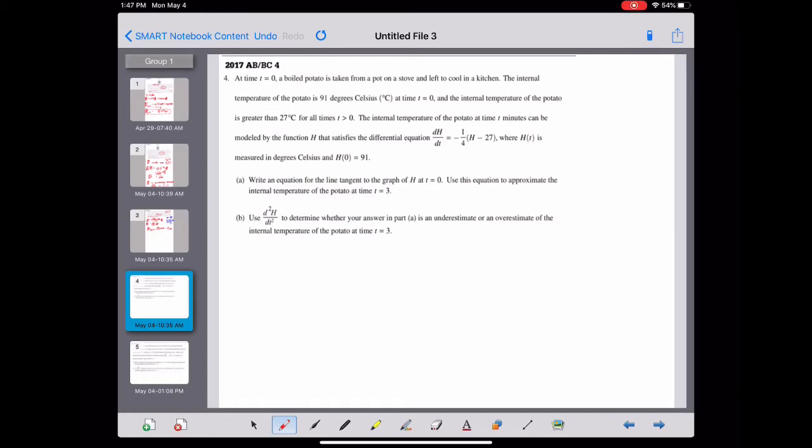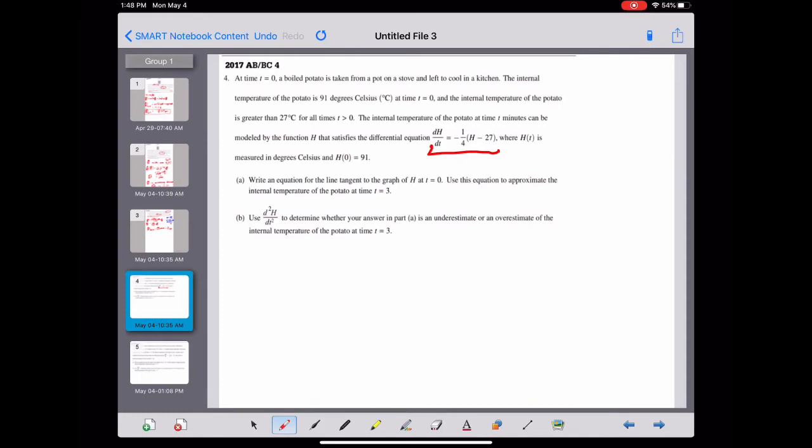So in this last problem, we're given some information about a potato being taken out of a pot of boiling water. It tells us when the potato is taken out, the temperature is 91 degrees. It says the internal temperature of the potato is always greater than 27 degrees. And then it gives us a differential equation that models the temperature of the potato. Part A is asking us to write an equation for the line tangent to the graph of h at t equals 0, and then use that approximation to estimate the internal temperature at t equals 3.